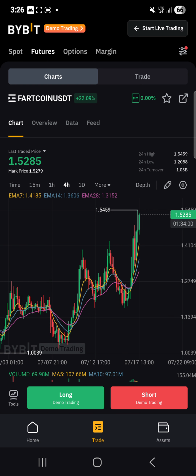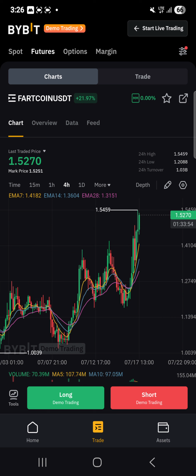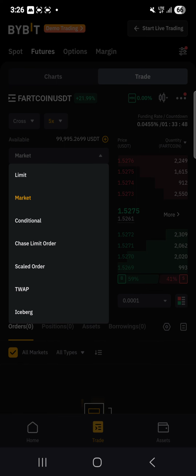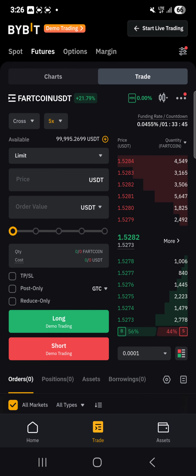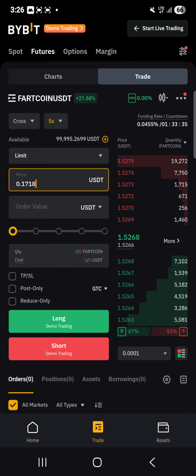Now I will set a limit order. Should this candle get to this place, this 1.1781, it will execute it for me. So that is where this place comes in. This market column here, you can see you can put it in limit. Now I will have to put in the price I want it to get to, 0.1718, so that when Fatcoin gets to that price, it executes the order for me.